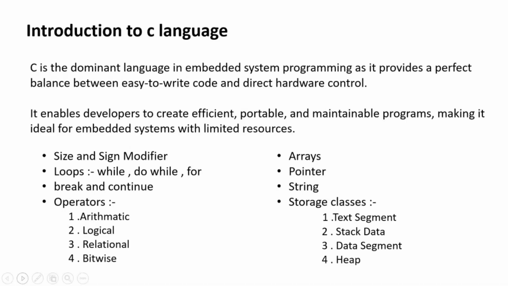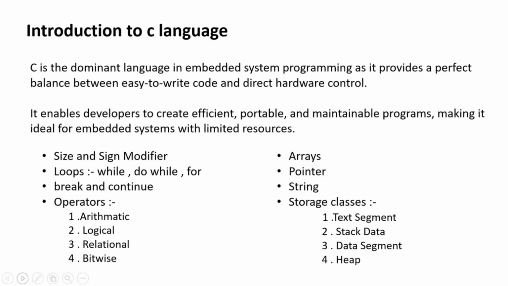So first we see Introduction to the C language. So why the C language? Because C is the dominant language in embedded system programming as it provides a perfect balance between easy to write code and direct hardware control. It enables developers to create efficient, portable and maintainable programs, making it ideal for embedded systems with limited resources.